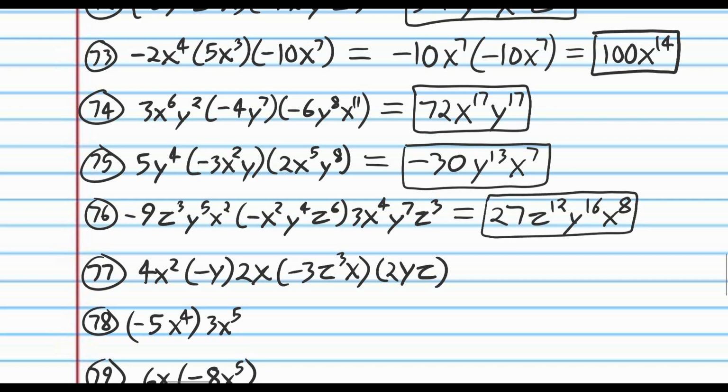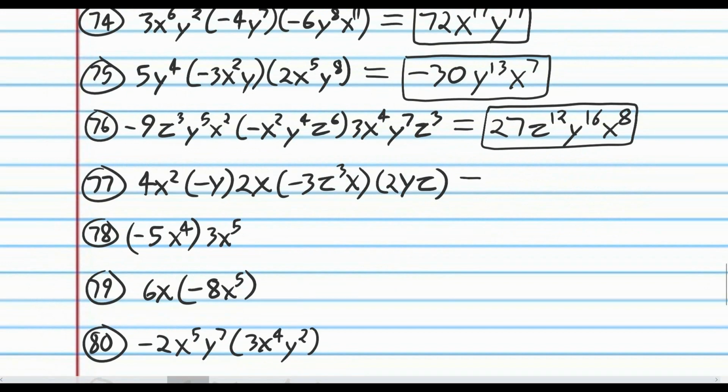All right, let's see here. That looks correct, just double checking that. Everything looks correct. All right, number 77. 4 times 2 is 8, times negative 3 is negative 24. Negative 24 times 2 is negative 48. That's not one of our multiplication facts, but again, it's not that difficult for you to do.